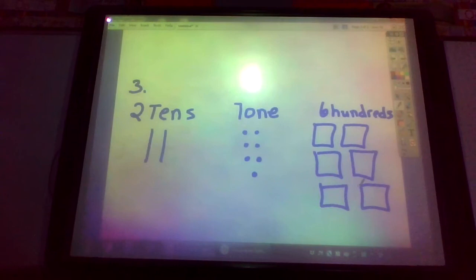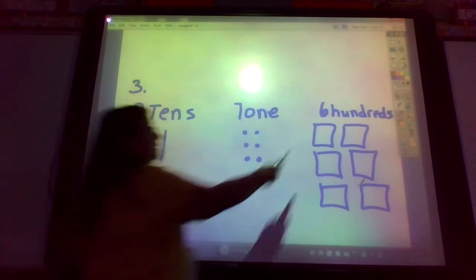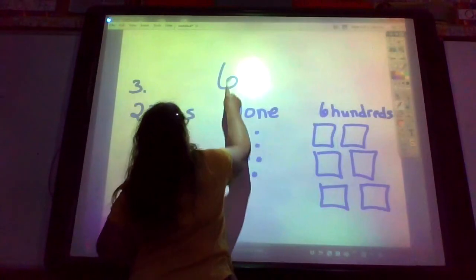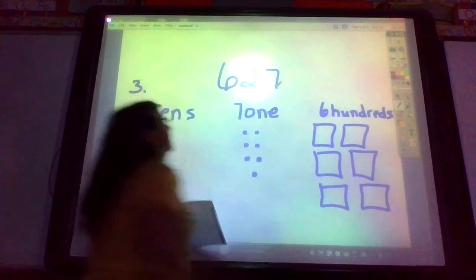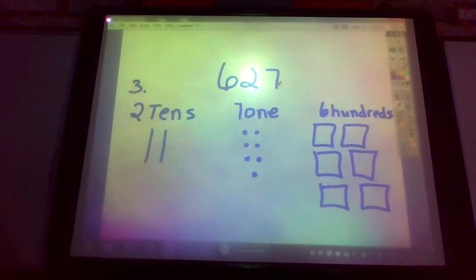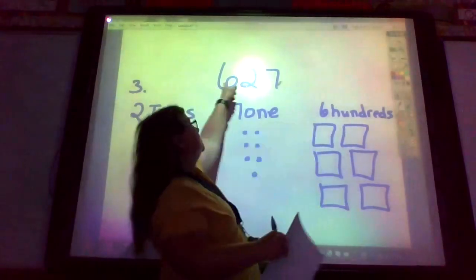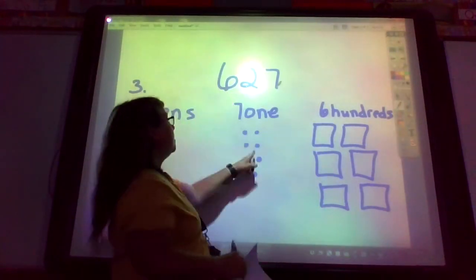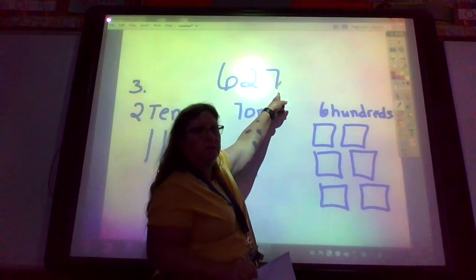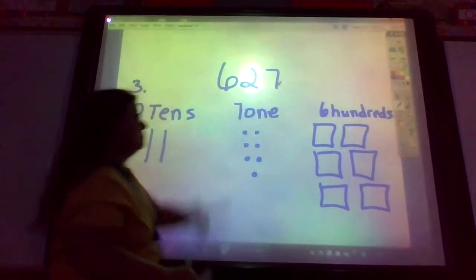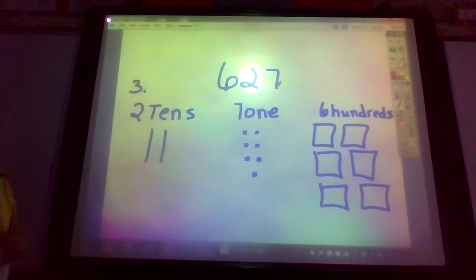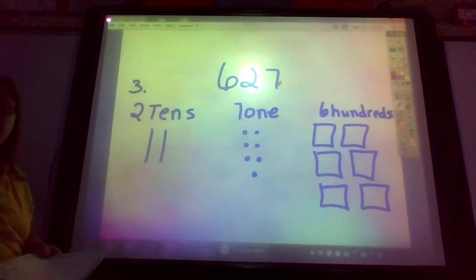If I wanted to turn this into a number, I would rewrite it as the number 627. That is the number that I made. They've got it mixed up, but I know that hundreds is the biggest, so it goes first. I know that ones is the smallest, and it goes last, and my tens are in the middle. So 627. That is the answer to that problem.